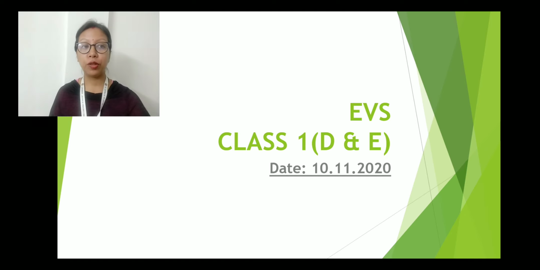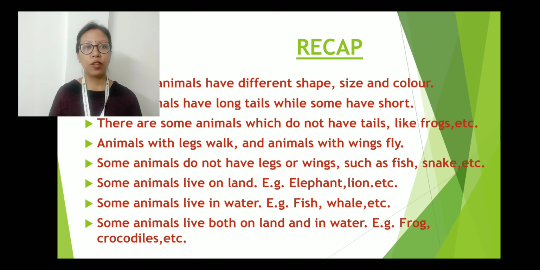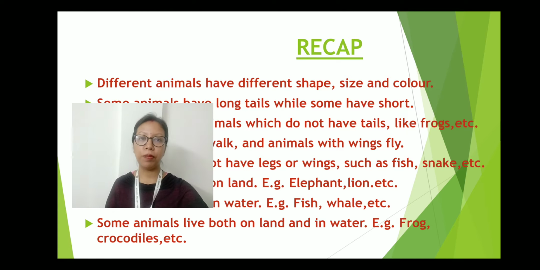So we have been doing lesson number 8, which is Wings and Tails. And we have completed learning the domestic animals and wild animals, and also the farm animals and pet animals, which fall under the category of domestic animals. Along with it, we have learned the size, shape, the place, etc. about the animals. So let's do a quick recap of what we have done in our previous class.